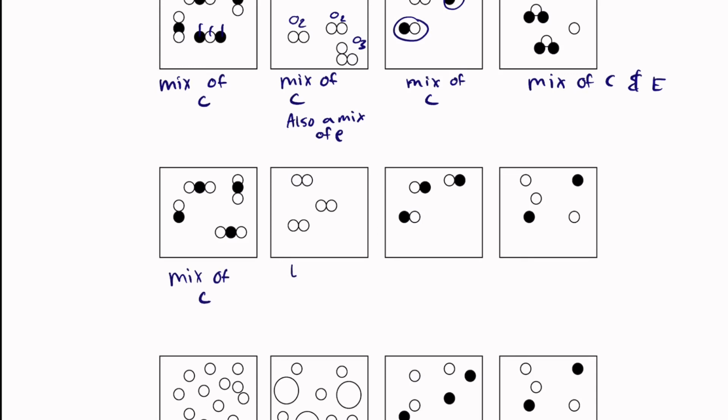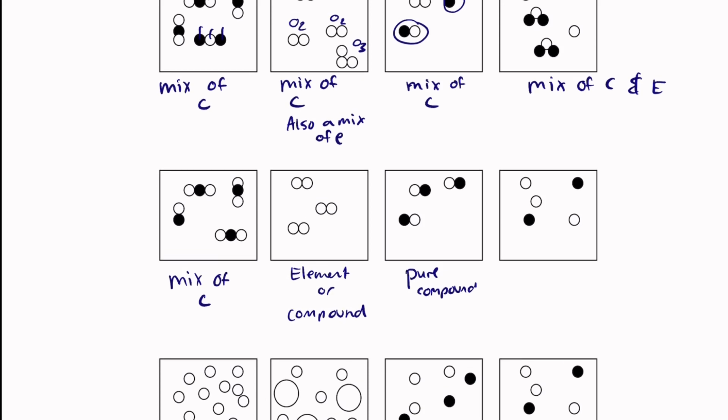This is going to be either an element or compound, but either way pure. Same difference here. This is a pure compound. I know that this goes white then black, and then this one goes black then white, but think about it, it could be rotated different ways.